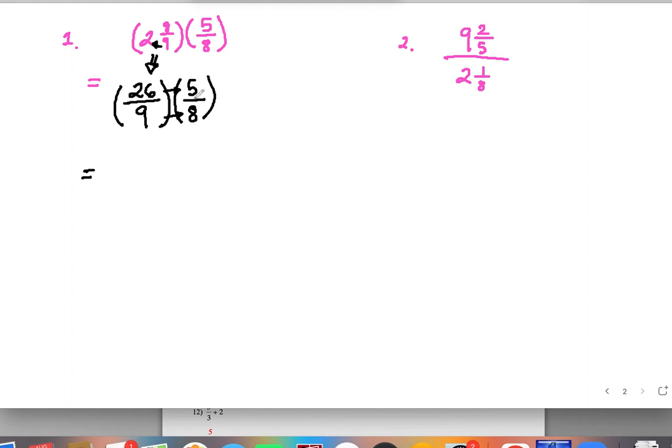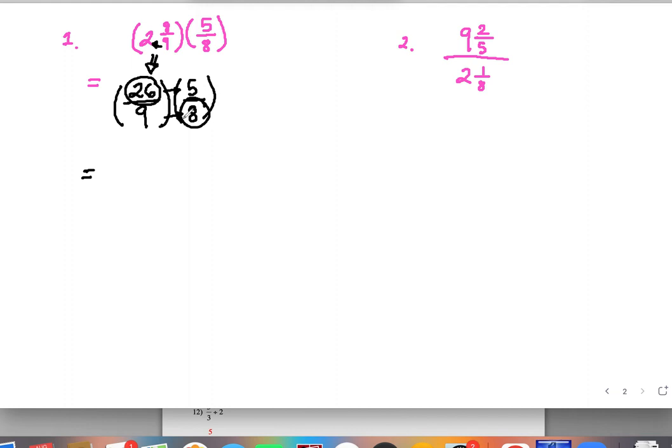So 2 does not go into 9. And 5, you want to look for 5. Is there anything that 5 and 8 share? And the answer is no. But you can cross anything on the top with anything on the bottom. So 26 and 8. Is there anything other than 1 that goes into both 26 and 8? So 1 goes in, that's obvious. But what about 2? Does 2 go into 26? Yes. Does 2 go into 8? Yes.